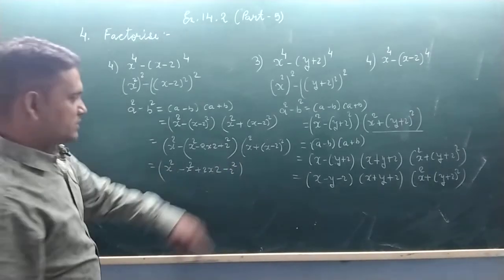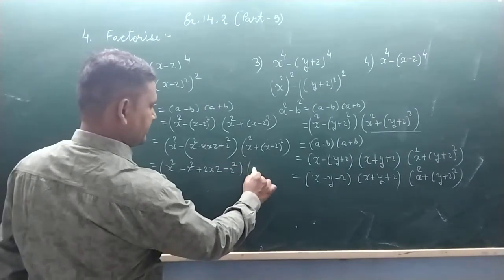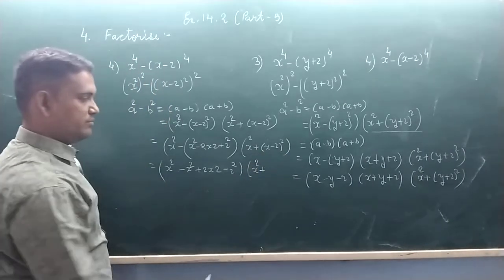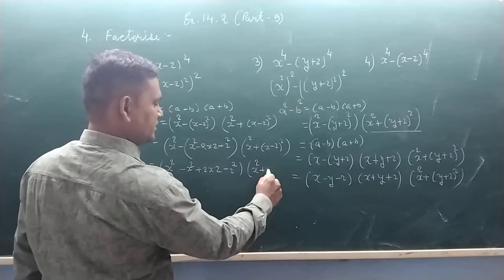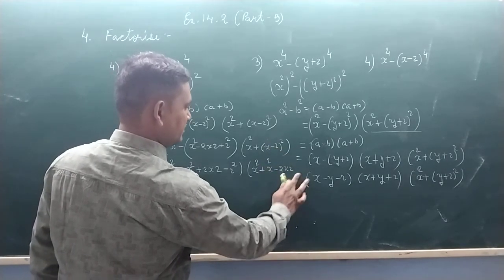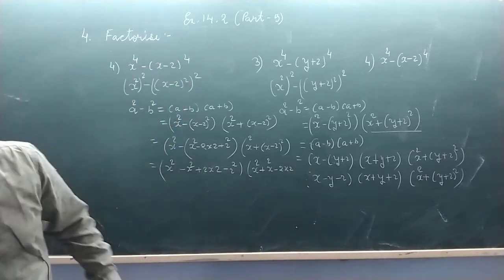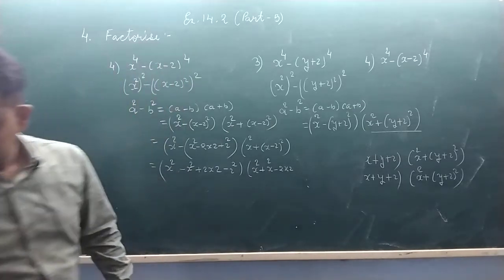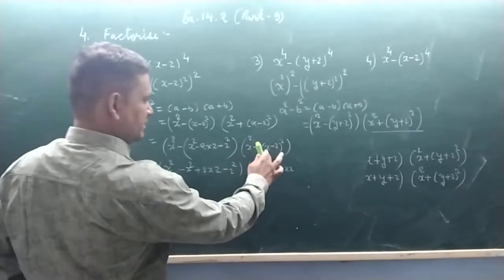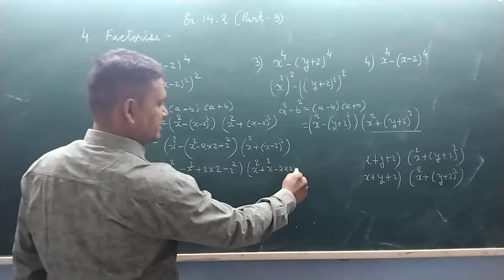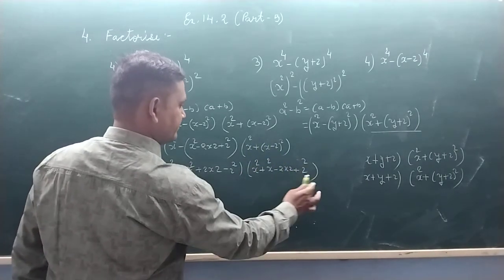Now students here also, x square plus, here also we will do the expanded form. So x minus z whole square: x square minus 2xz plus z square.